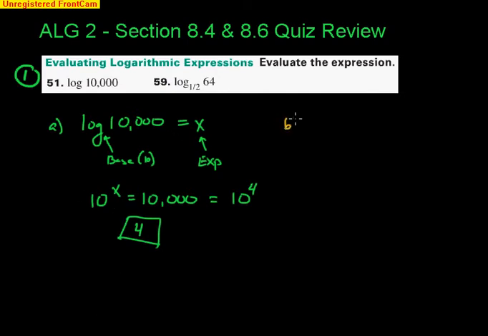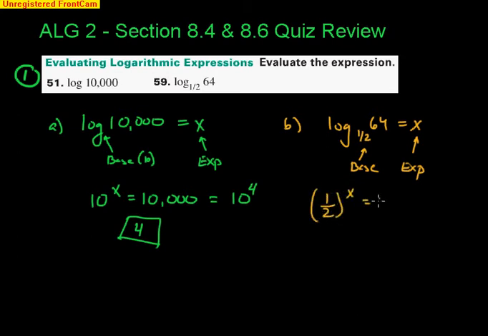Alright, B over here, I'll use orange. Log base 1/2 of 64. And again, I'm going to write this with an x there. The 1/2 is the base. The x is the exponent. So I will take the base 1/2 raised to the x power to get 64, and I want x. Well, 64 is a power of 2. It's 2 to the 6th.